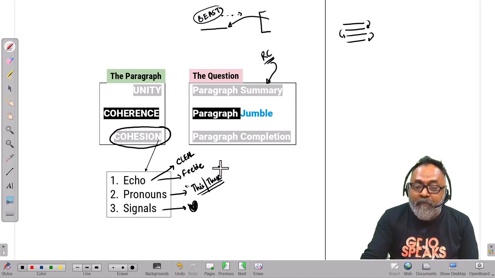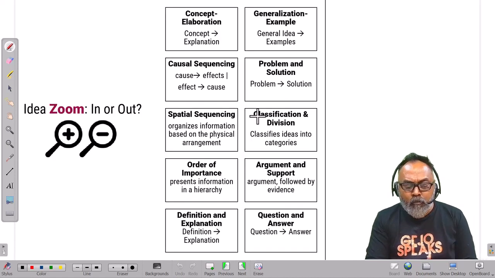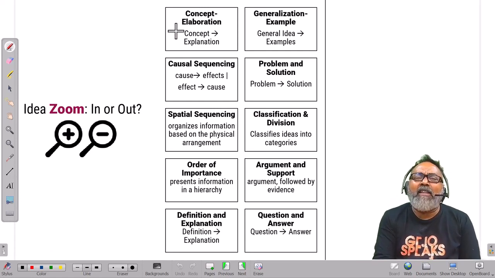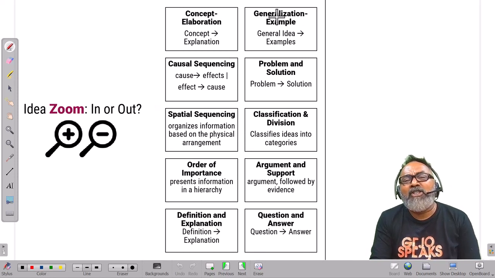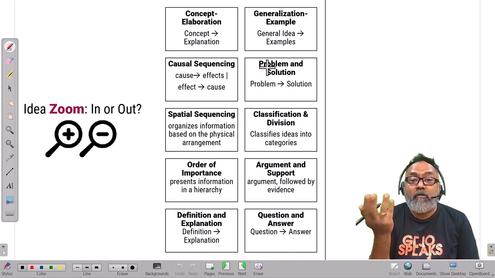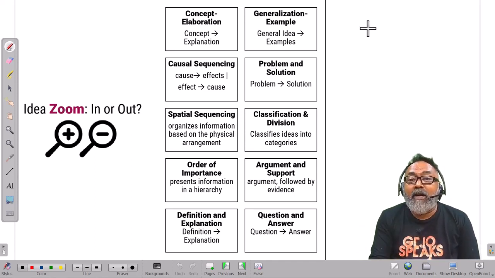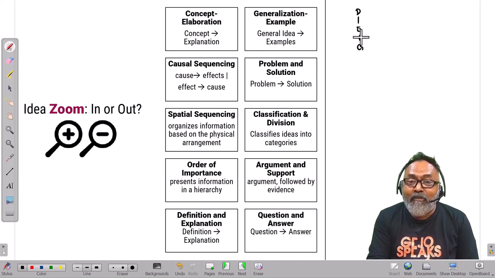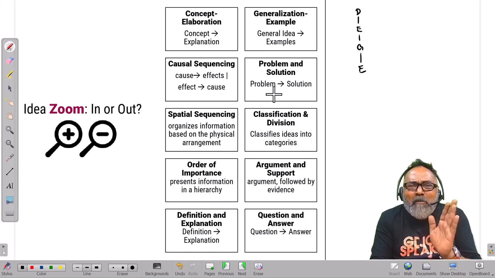And in coherence, in one of the lessons in the last module, we talked about the fact that a lot of different sequencing is possible. Concept elaboration, general example. We don't want to remember all these things, and there could even be a combination of stuff. For example, a definition is given, an explanation is made of the definition, then a generalization of that definition is made, and then an example is given. It could be a combination of a lot of things. We don't want to remember all these.